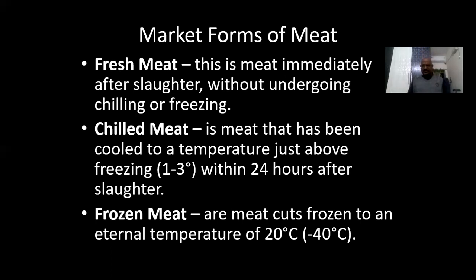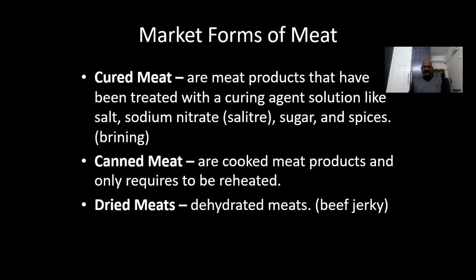Meat cuts are frozen to an internal temperature of -20 degrees centigrade. When you freeze the meat in deep freezers, the temperature should be -40 degrees centigrade. Market forms of meat include cured meat, canned meat, and dried meat.